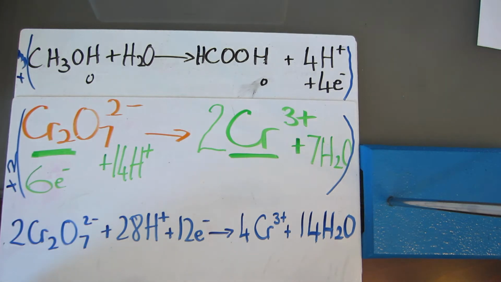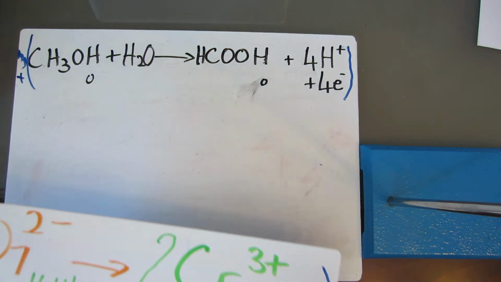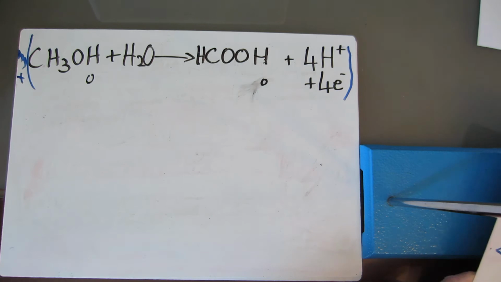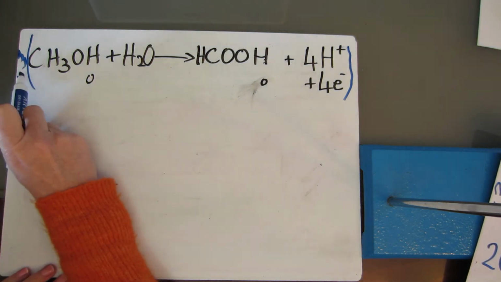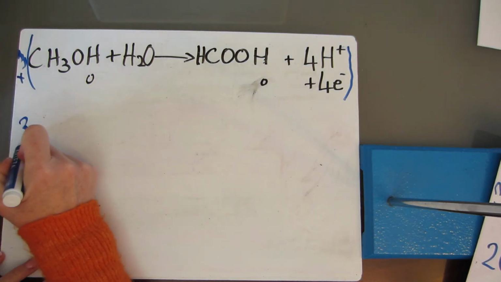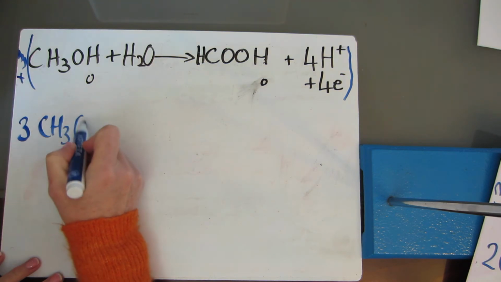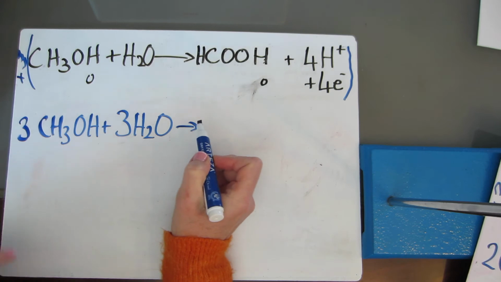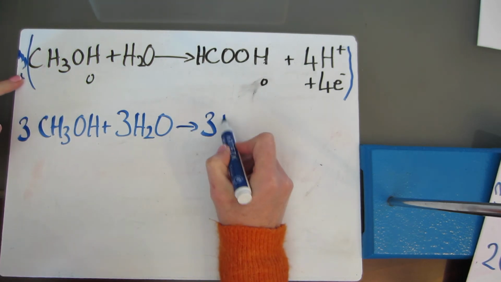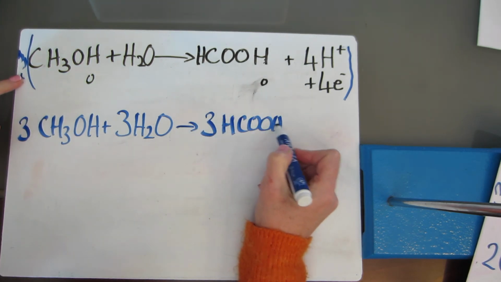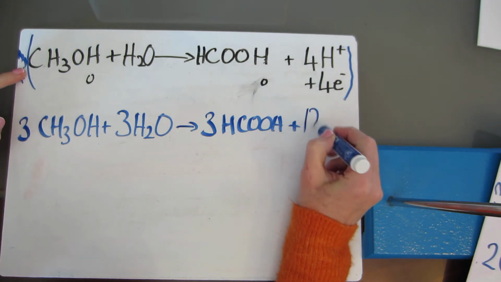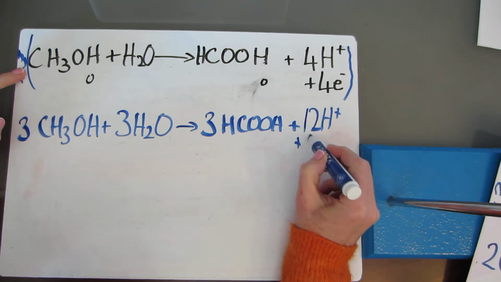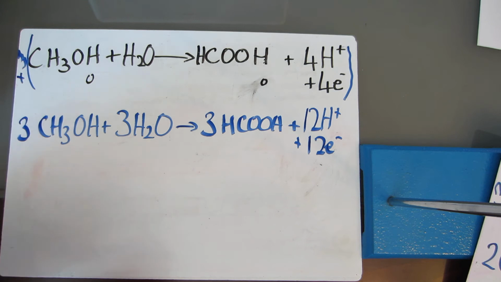Okay, so let's have a look at our other half equation. Once we multiply this half equation by 3, so what have we got? 3 CH3OH, 3 H2O, 3 HCOOH, 3 4s are 12 H+ and 12 electrons.